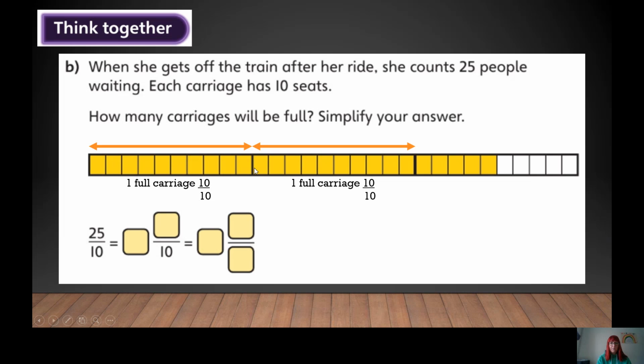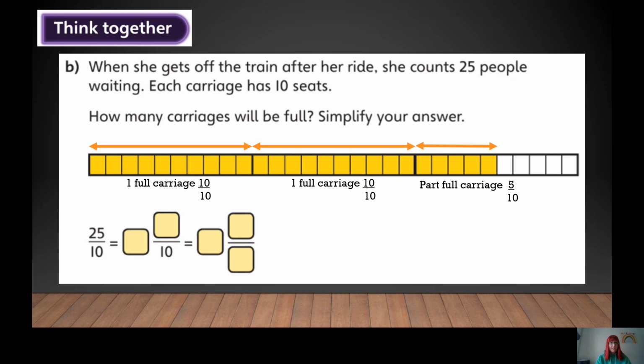Let's just check. 1, 2, 3, 4, 5, 6, 7, 8, 9, 10. Yeah, another full carriage, 10/10. So in total, 2 full carriages of people. However, in the third carriage, it looks like we've got 1, 2, 3, 4, 5. Count that again. 1, 2, 3, 4, 5 out of a possible 6, 7, 8, 9, 10. Okay, so 5 out of 10 seats are taken in the third carriage.